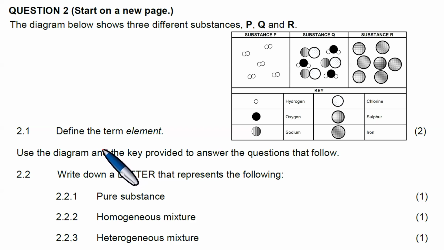Okay, they're going to ask you this one in June. What is an element? What is an atom? What is a nucleus? What is an electron? What is a proton? They're going to ask you those things. But now here they're asking, what is an element?